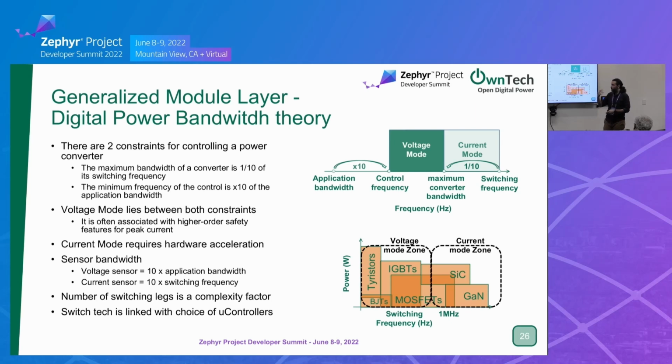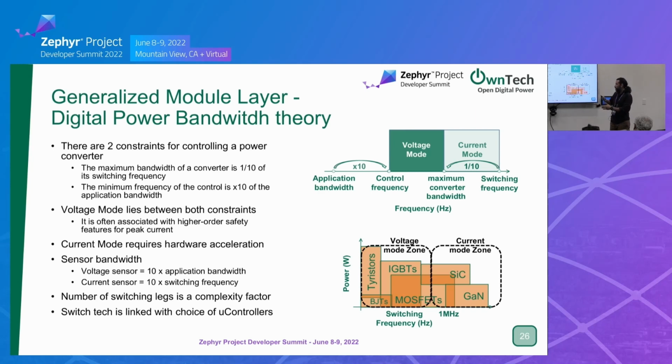It will also constrain your sensors. It means that your voltage sensor needs to be at least 10 times faster than your application, and your current sensor needs to be at least 10 times faster than your switching frequency. Otherwise, you can't catch the transient. And as you add legs to this, everything becomes more complicated because it compounds the needs of your power converter.